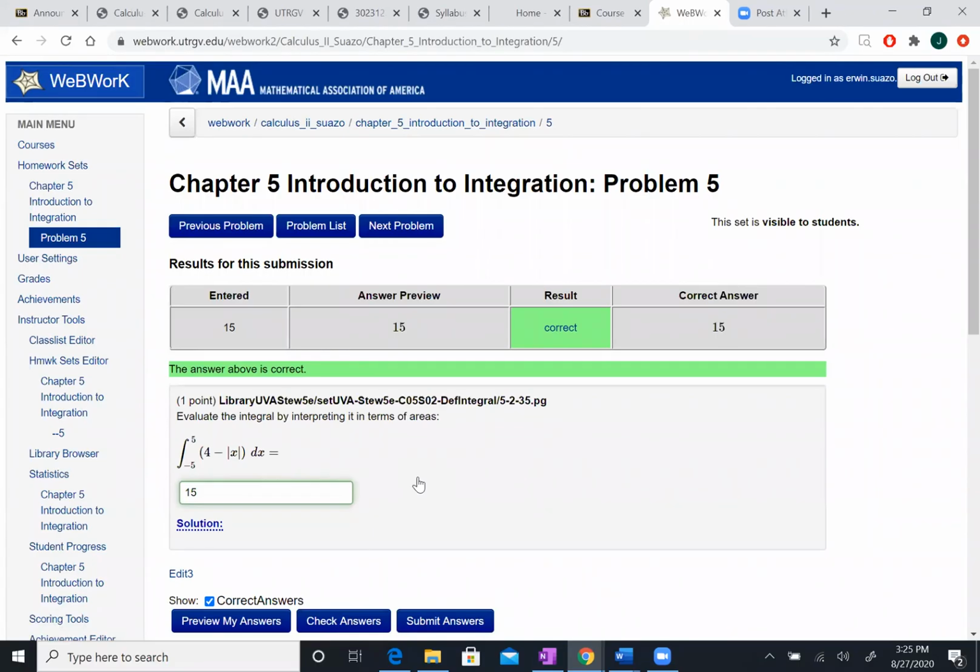That is correct. Okay. So it's a long process, but it's a nice problem.